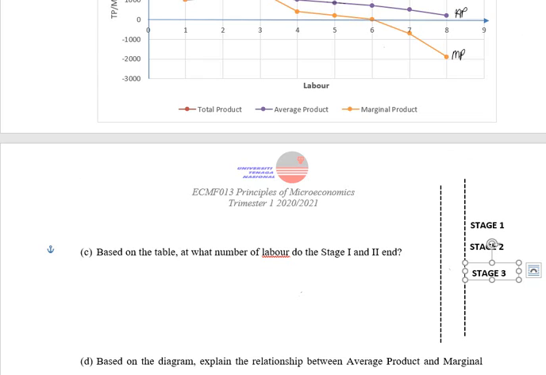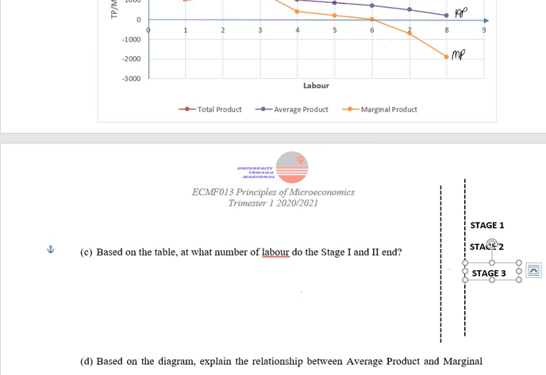Okay, next, let's look at question C here. Question C is asking at what number of labour do stage 1 and stage 2 end. In my video for topic 5, I have explained that a short run production will have 3 stages. So how do you determine whether the production is in stage 1, stage 2 or stage 3? How do you divide the 3 stages?